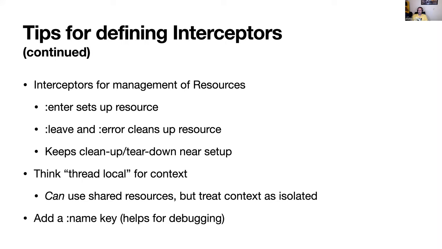So maybe I wrap it in my enter so I can have stuff that knows how to tear it down, so it looks like it's local to everybody else. They just have a database connection instead of having to worry about the global view. And because they're maps for your interceptors, add a name key. Usually interceptors are open maps or open records, so it's helpful just to add a name key. When you're looking at things, you can actually see details about what that map is and what it has. You can see a name. It's like, oh, I'm at this phase of the processing pipeline.